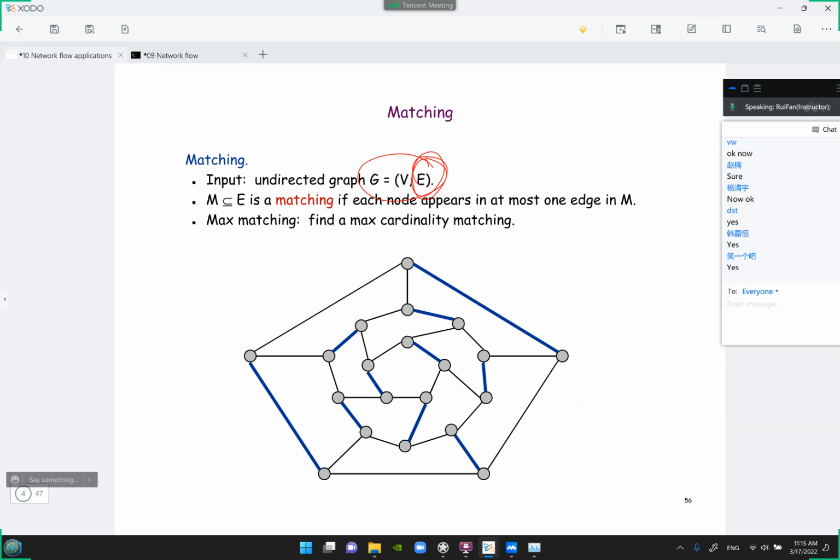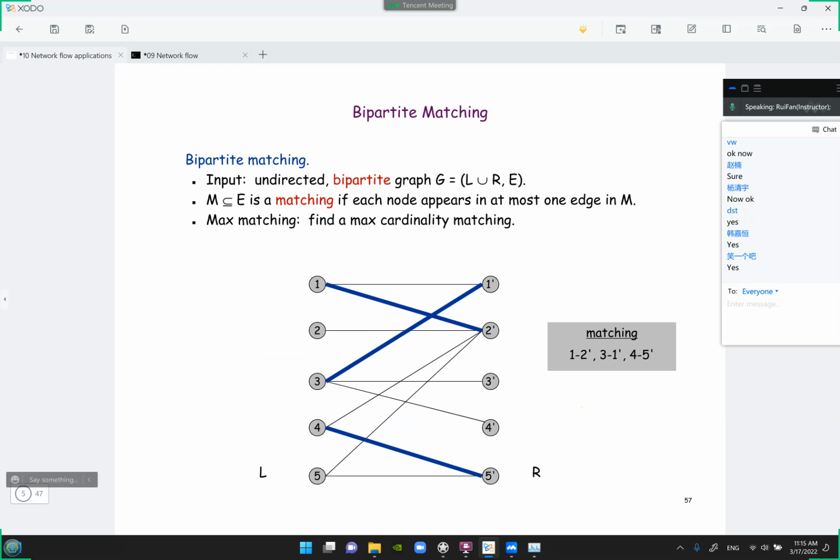Another way to say this is that for each node, this node is part of several edges, but in a matching, this node can be in at most one of the matched edges. You cannot pick, for example, this edge and this edge, because then this node would be part of two different matched edges. So in a matching, each node is only part of one matched edge at most. This is a matching, and there are a number of applications for it.